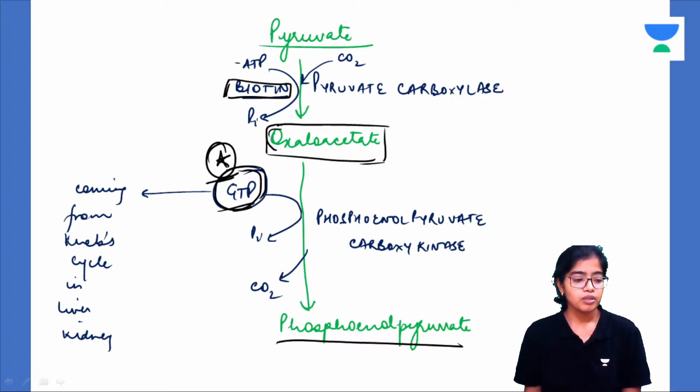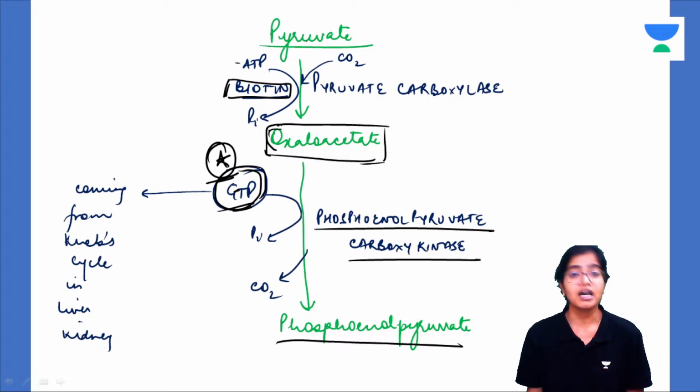You just remember that this pyruvate is getting converted into oxaloacetate, and this oxaloacetate is getting converted into phosphoenol pyruvate. What is the enzyme? Since phosphate is getting involved and carbon dioxide is getting removed, this is called phosphoenol pyruvate carboxykinase. As simple as that.